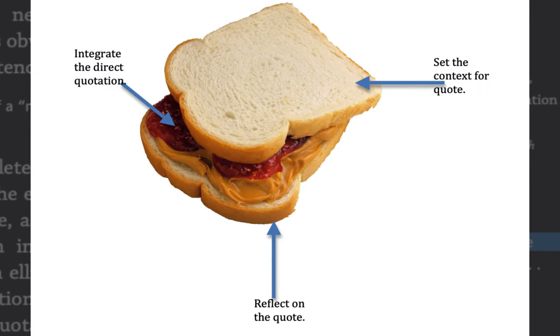Think of a peanut butter and jam sandwich when you're integrating quotes. The top slice of bread should be a sentence that gives your readers a clue about the importance of the direct quote you're bringing in. The jam is the direct quote itself, and then the bottom slice of the bread is your reflection on that quote. Why did you use that quote? It's not necessarily a summary of the quote, but a reflection, and it points to the importance and the significance of that quote to your overall argument.